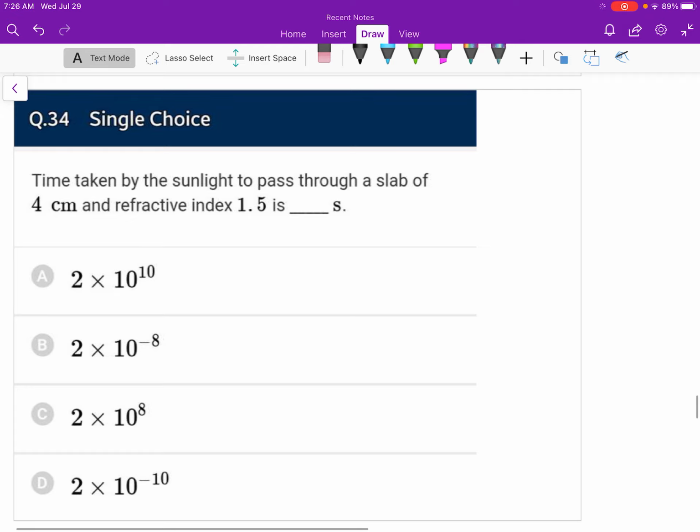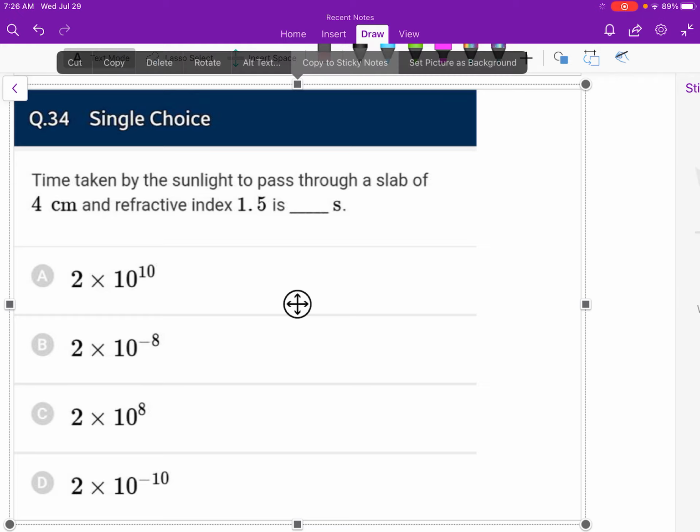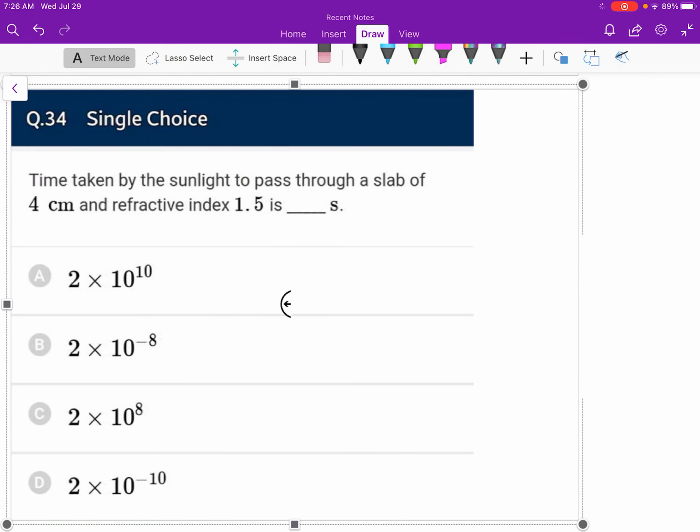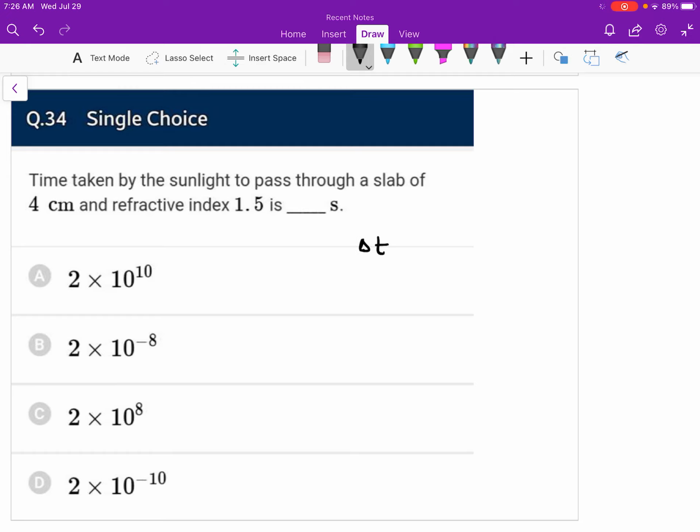Time taken by the sunlight to pass through a slab of 4 centimeter. So suppose length of the slab is L. Length of the slab is L. So time taken is L upon C by N, that is NL upon C. We can do the calculation.